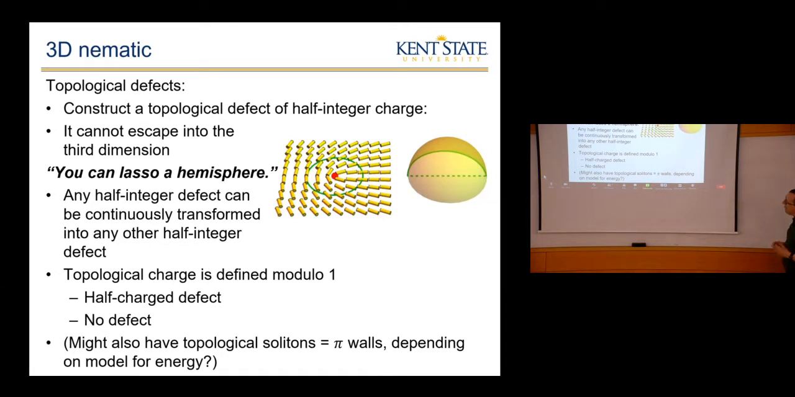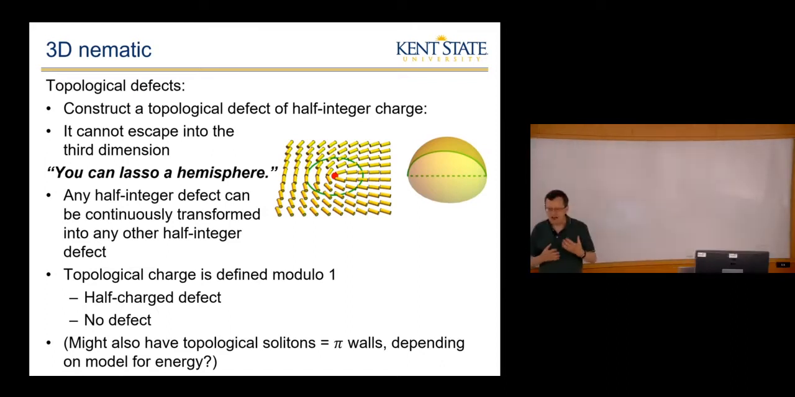But it's still also different from a 2D nematic, because in a 2D nematic, plus half defects are totally different from minus half defects. In the 3D nematic, you can change a plus half defect to a minus half defect, okay? So in a 3D nematic, you could say the possibilities are, either you get a defect that's half charged, and you don't say whether it's plus half or minus half, or there's no defect, right? Any integer can be transformed into nothing. Any half integer can be transformed into any other half integer. Okay.